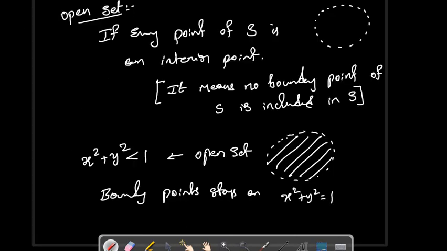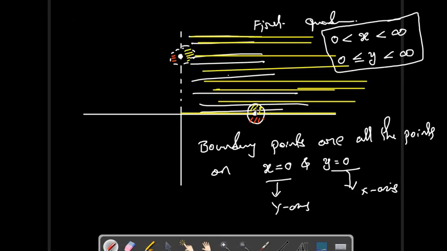Now what about the example that we have seen here, this set? It is very clear that this set is neither open nor closed, because only some of the boundary points are included. If you observe, y equals 0 is included and x equals 0 is not included. Therefore, this set is neither open nor closed.